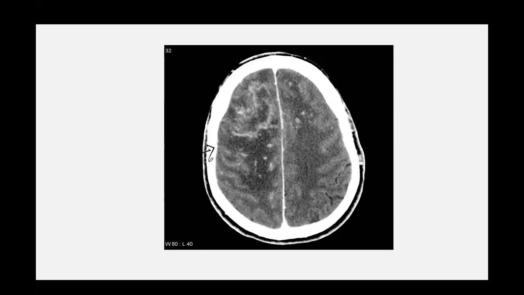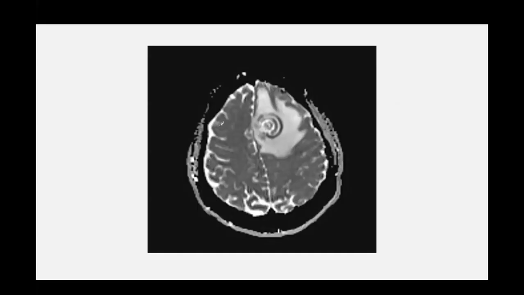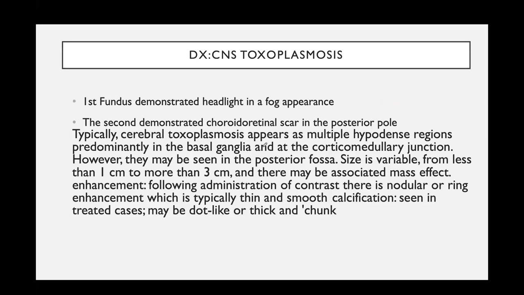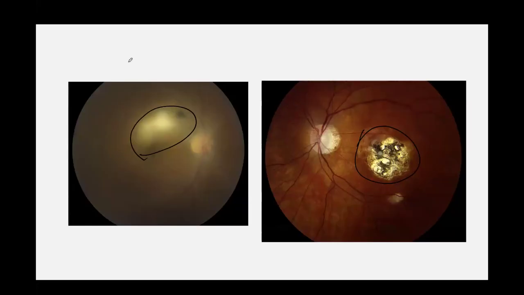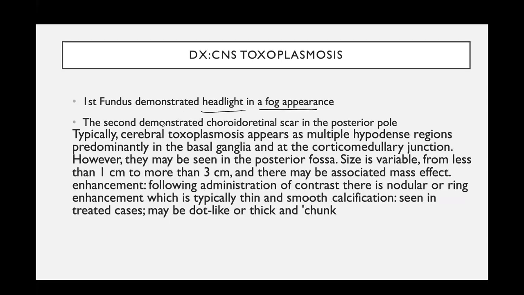Look at the lesion here. Again, a CT image of a similar condition. This is CNS toxoplasmosis. The first fundus demonstrates what you call a headlight in a fog appearance. Can you see here? This is a headlight in a fog appearance. The second demonstrates a choroidoretinal scar in the posterior pole.